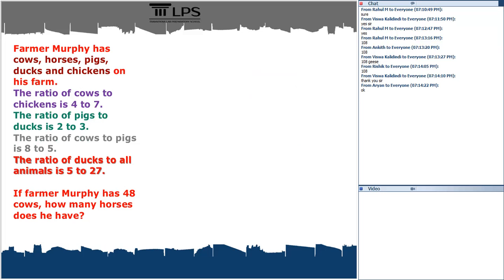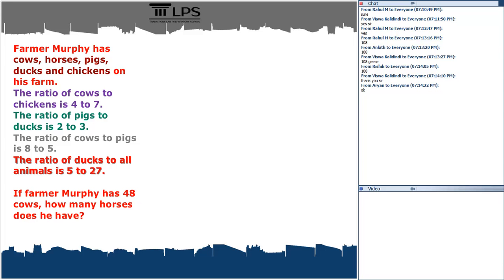Let's look at another question. This question has a lot of information, and that is why I have used different colors. But remember, in the examination, the colors are not going to be different. It is going to be in one color, that is black. But you need to synthesize the information, and that is the idea. Farmer Murphy has cows, horses, pigs, ducks and chickens on his farm.